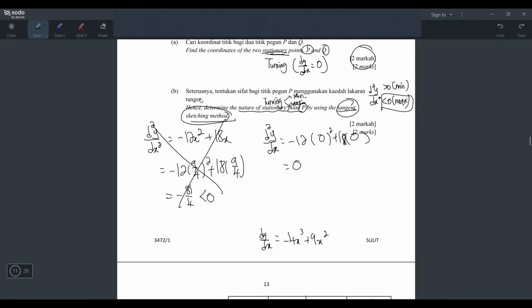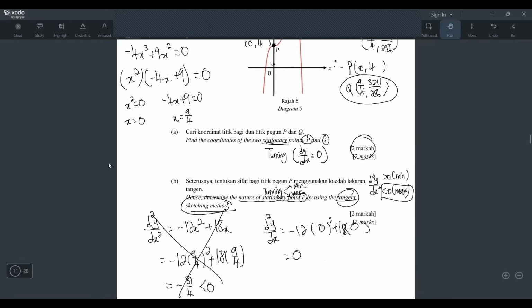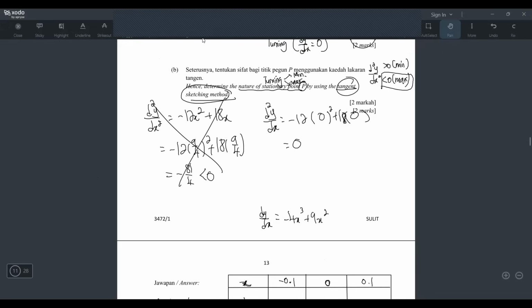But why can this point P not be determined using the second derivative? Because when you substitute the zero into the second derivative, you get zero. And if it's zero, you don't know whether it's this case or this case, right? Because when it's bigger than zero, we know it's minimum, smaller than zero is maximum. But if it's zero, we don't know, right? That is why you have to use another method called the tangent sketching method.